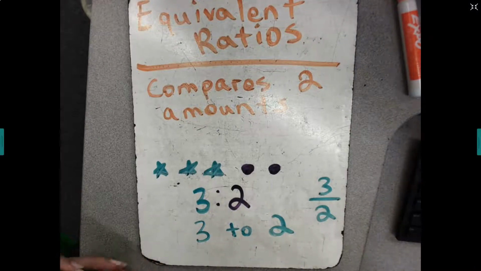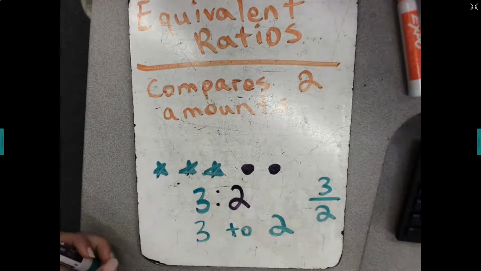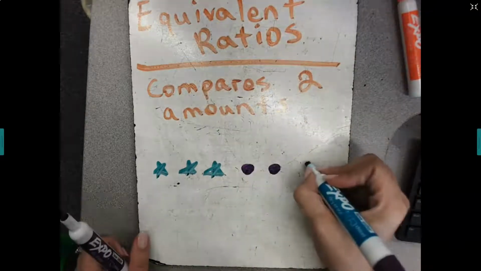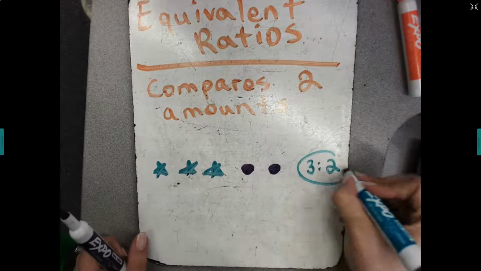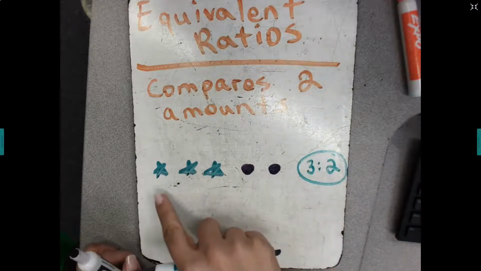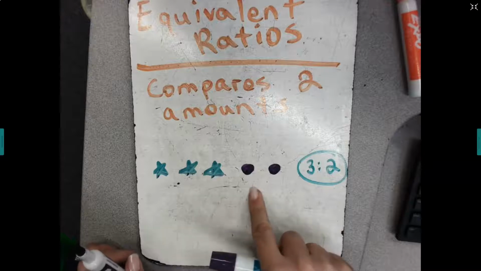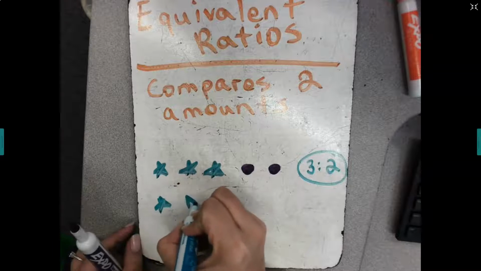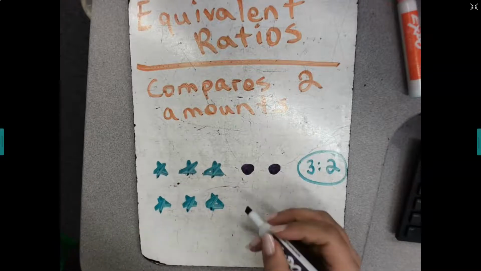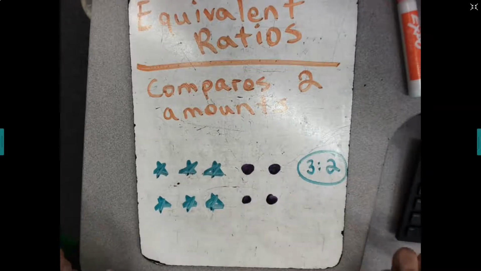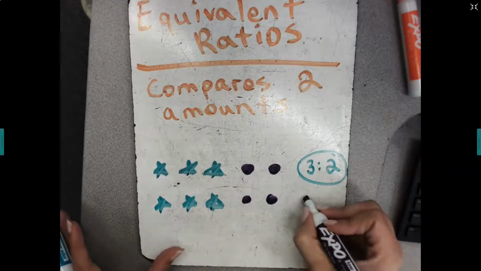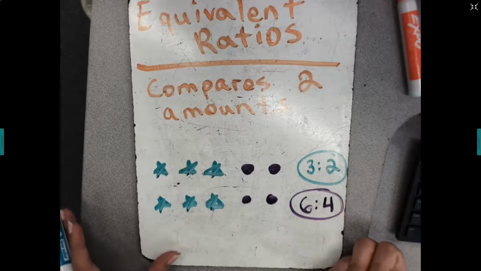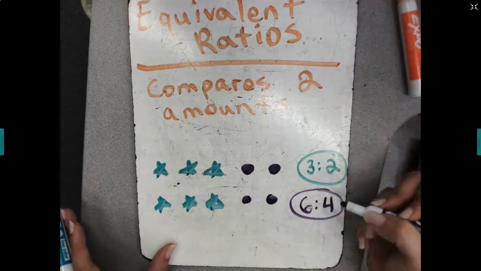So let's talk about making some equivalent ratios here. The original, most simplified version of the ratio we have is this. What if I added 3 more stars? How many circles would I have to add to maintain the same ratio? Well, if I have 3 more stars, then I would have to have 2 more circles. This ratio I could describe as 6 to 4. And just like with fractions, these represent the same amount.